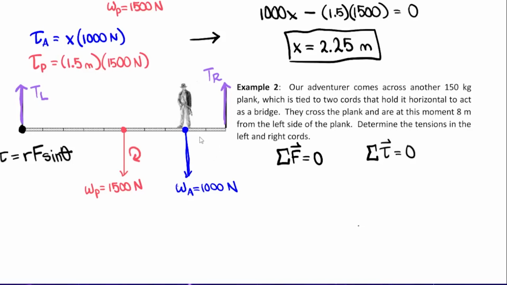The weight of our adventurer over here should also be doing the same thing. It's going to be causing a clockwise rotation. The tension in this cable over here then is the sole thing that is keeping the system from rotating downwards. It should be pulling this thing, or at least opposing in the counterclockwise direction. This means that the torque caused by the plank plus the torque caused by the adventurer need to balance out with the torque caused by the rope over here.